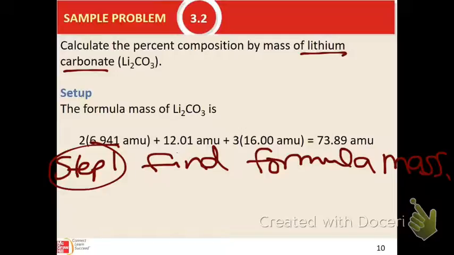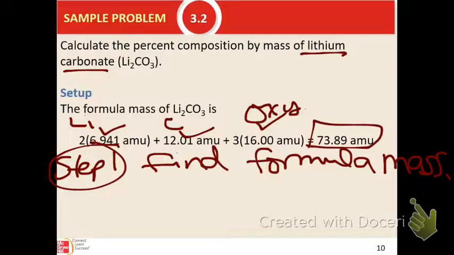So we have 2 lithiums, which they've done right here, and that's the atomic mass of lithium from the chart. If you look on your periodic table, you'll see that lithium, number 3, is 6.941. That's its atomic mass. And then you have 1 carbon, and that's its atomic mass from the periodic table. You have 3 oxygens. Each one has an atomic mass of 16. And so this is my lithium right here. This is my carbon right here. This is my oxygen right here. Add those all together, that's my formula mass. Okay? So then step 2.